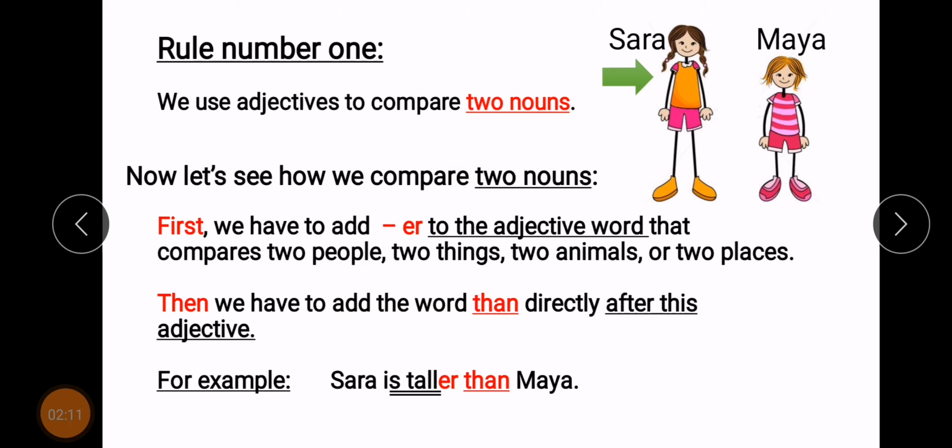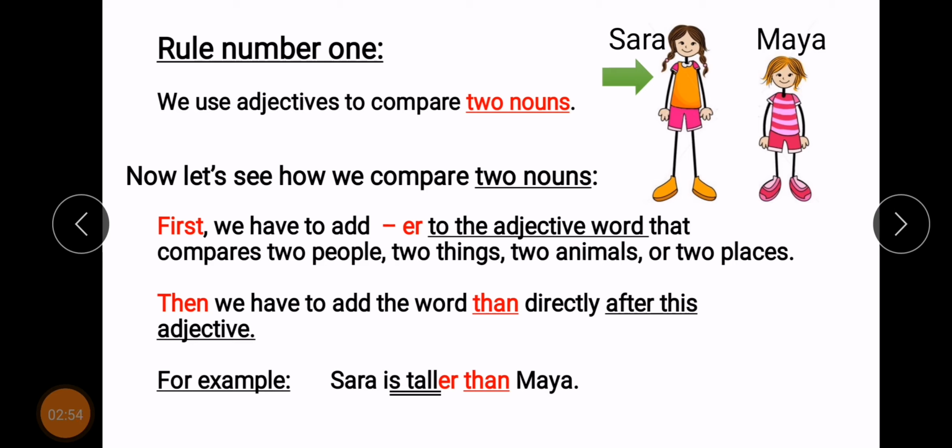So, let's see here. What can you see in the picture? We have 2 girls. Excellent. Girls is the noun. Noun for people. So we are going to compare 2 people, Sarah and Maya. And the arrow is pointed to Sarah. So I'm going to describe Sarah. What is the describing word here that I can use to describe Sarah? I can say tall. Excellent. So I can say Sarah is tall. She is a tall girl. I use the describing word or the adjective tall to describe Sarah.